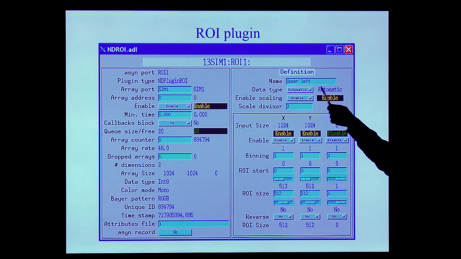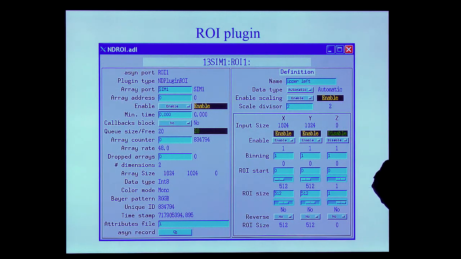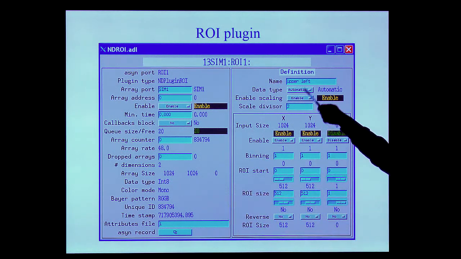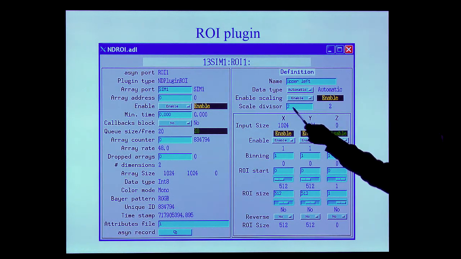Is the data type automatic? Means the output data type is the same as the input data type, but you can also select here all the data types. So you could switch it from whatever. This is coming in as int 8. You could change it to int 16. You can enable or disable scaling, and this is the scale divisor if you enable scaling.